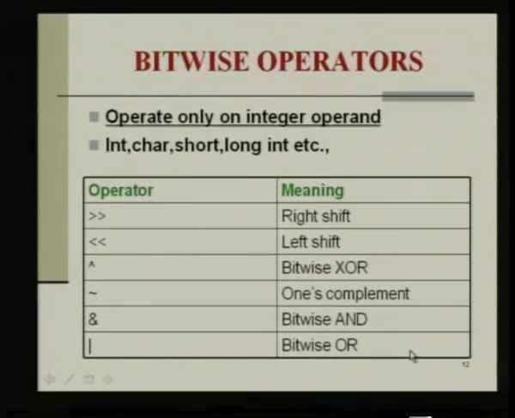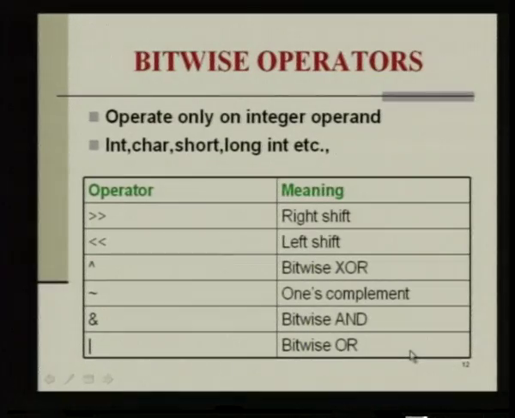Bitwise operators, very important to keep in mind that they operate only on integer operands. So, integers are the data types integer, character, short, long, int, etc. Now, I said integer operands and I am saying character here. Characters also can be represented using their ASCII values. So, that is why that also has been mentioned here as an integer operand.